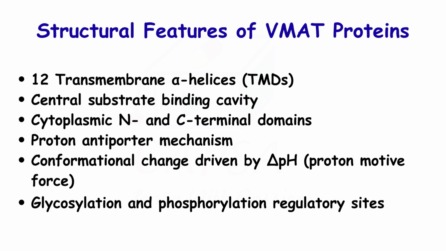VMAT works using a proton antiporter mechanism. This means it exchanges protons, or H+ ions, for monoamines, essentially using the acidic environment inside the vesicle as an energy source to pull the neurotransmitter inside. There are also glycosylation sites on the extracellular loops, which can impact stability and trafficking of the transporter to the vesicle membrane.